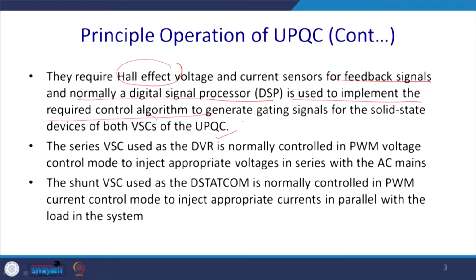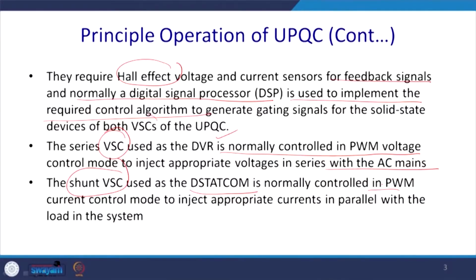The series part, used as a DVR, as mentioned in previous lectures, is normally controlled in PWM voltage control mode to inject the appropriate voltage in series with the AC mains to boost the voltage. It can inject the voltage in quadrature with the current or in phase with the current, depending on the control strategy of the UPQC.